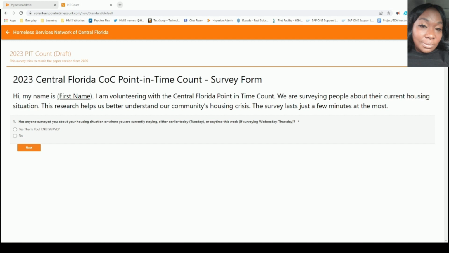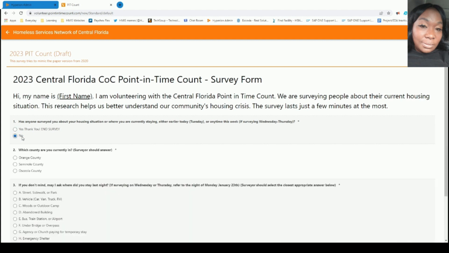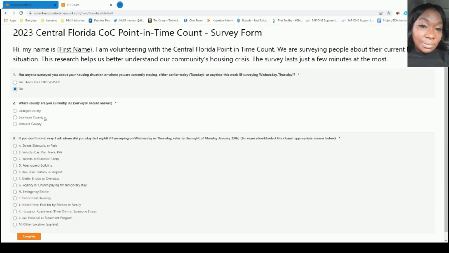And so you want to ask them, has anyone surveyed you about your housing situation or where you are currently staying, either earlier today or anytime this week? If they say yes, you want to click on it and say, "Thank you. This is the end of the survey." If they say no, you want to click on it and complete and start the questions. And so as you go through, it's going to ask, what county are you currently in? You should be able to answer whether you are in Orange, Seminole, or Osceola County.